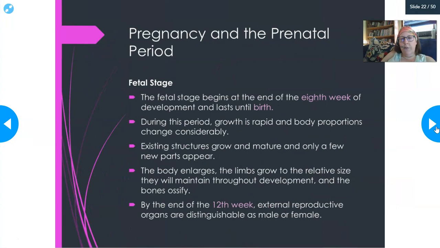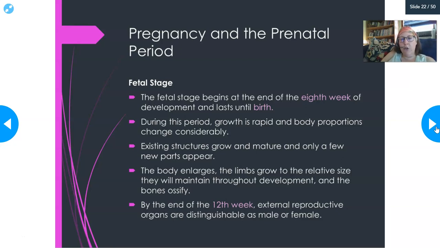So now let's talk about the fetal stage. The fetal stage begins at the end of that eighth week of development and lasts until birth. During this period, baby grows rapidly and the body proportions change considerably. So the little arms and legs are going to get longer. They'll get to looking more and more like a baby that you would expect to look like.